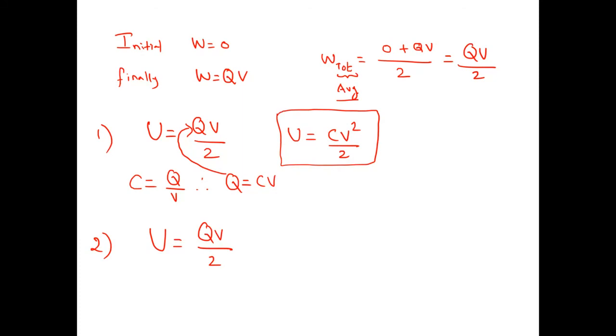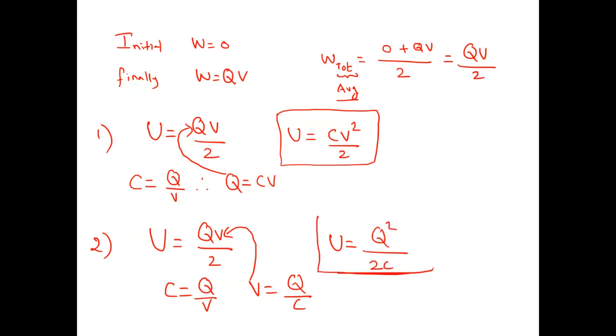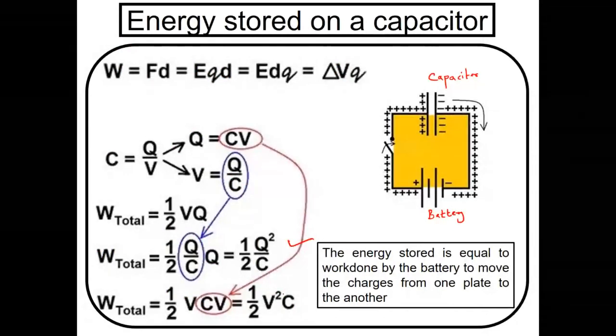Clear? So this is the first rule. Again, I am going to use the same capacitance rule, C equals Q over V. I am going to write this equation in terms of V. Therefore V equals Q over C. Now take this V and substitute here. What will happen, my dear? Q square over 2C. So how many formulas do you have for the energy storage? Two.